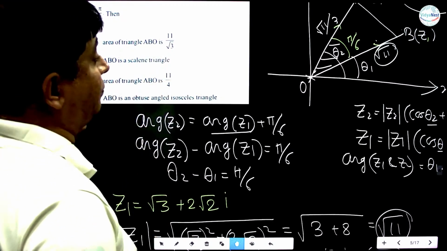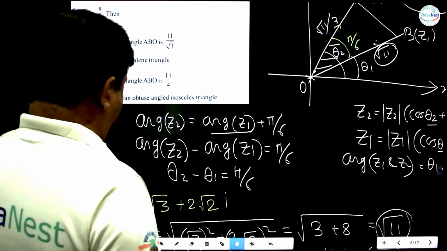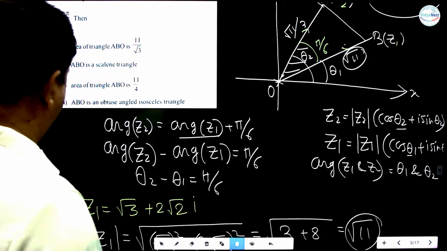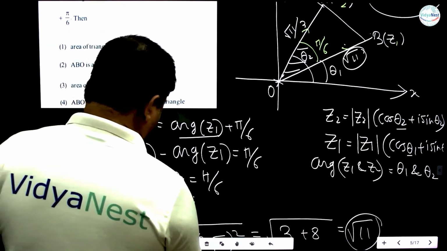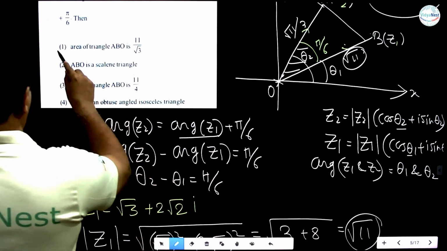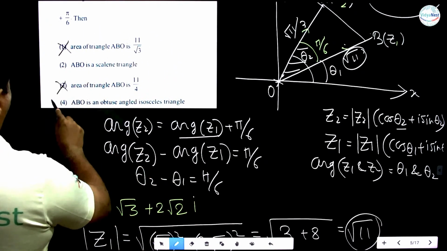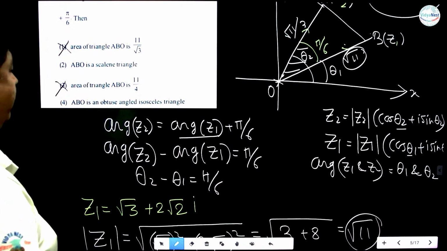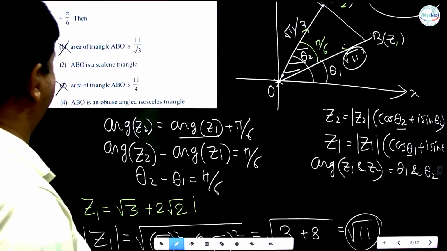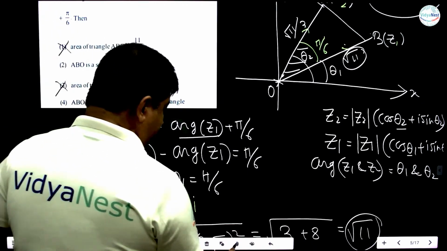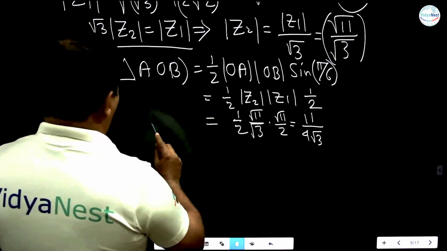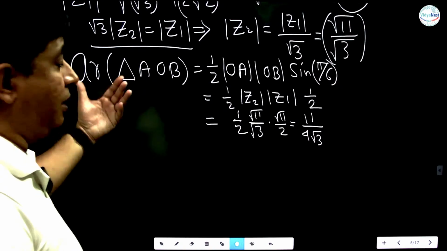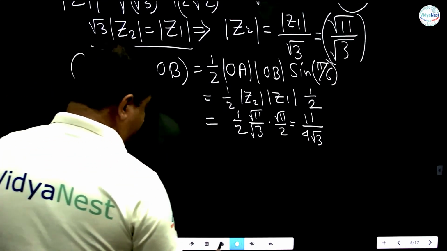Now what is left for us? See, up to this stage, okay? So first we can omit these two options. So two options still there, 2 and 4. Yes or no? Yes. See, area of the triangle we got 11/4√3, which is not matching with any of the options. Now we got what?